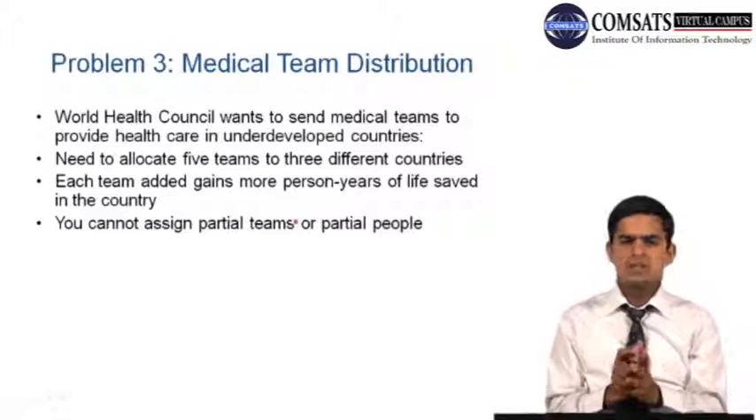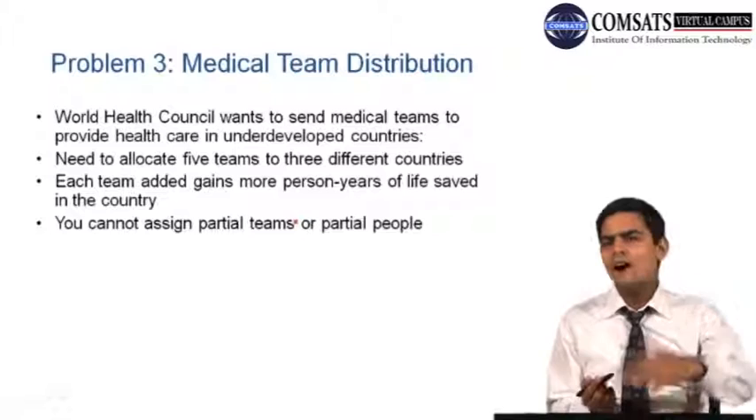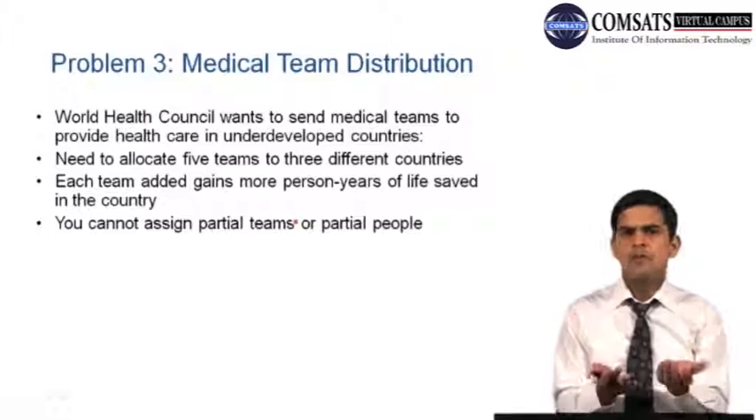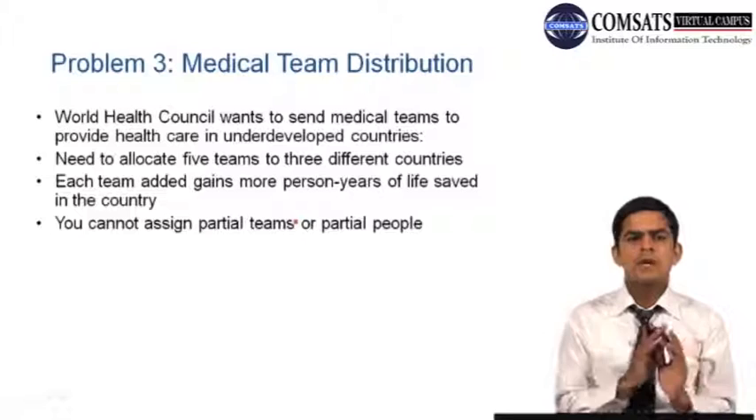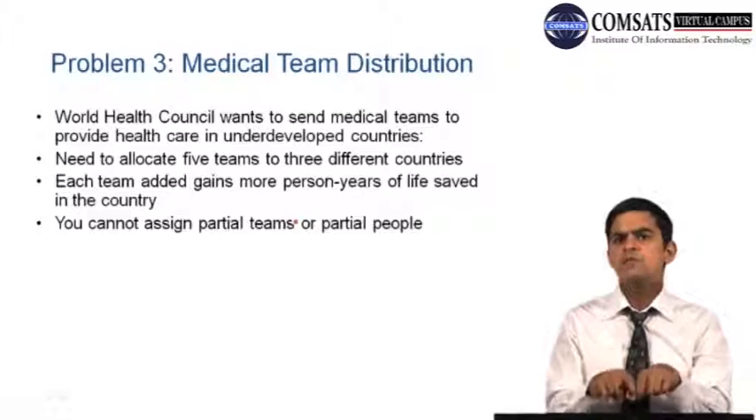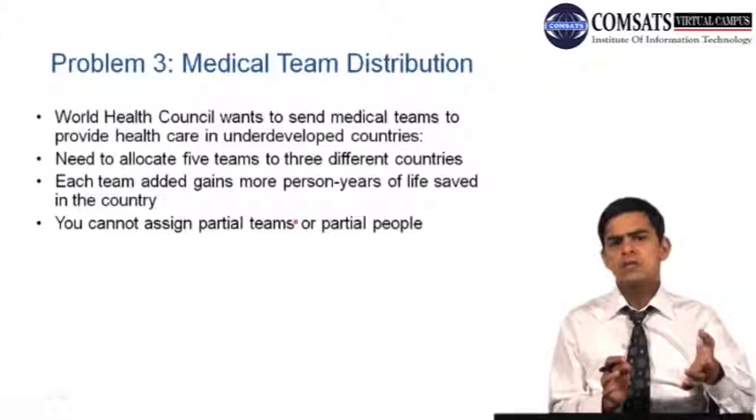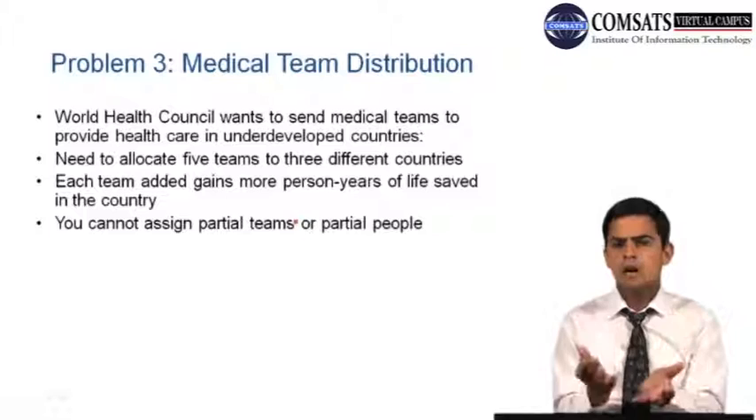First thing first, you cannot assign partial teams or partial people. Of course, this is true. You cannot send half a person, but you can also not break up the team, because every member of the team is important to the team. If you take away one person from the team, that team is not functional in the same way it was before, because every single person who is part of the team has a specific purpose to fulfill. So you cannot assign partial teams. If you are sending two teams to one country, then you have to send two teams, right? You cannot send, let's say, one and a half teams. That doesn't make sense.